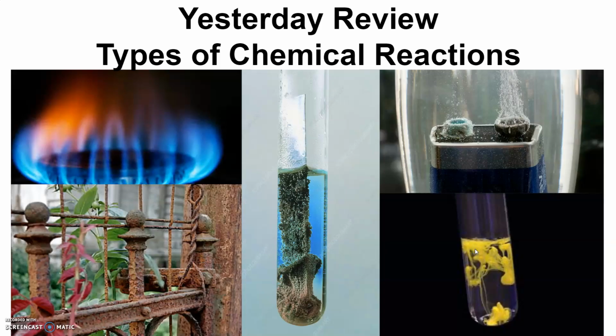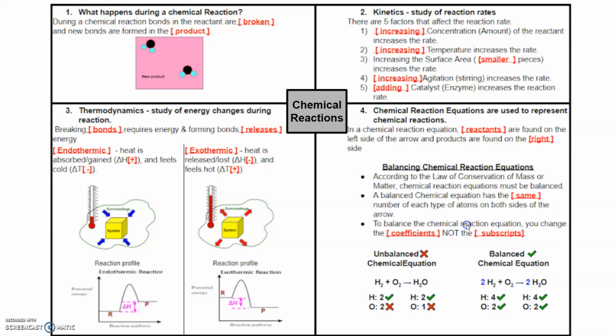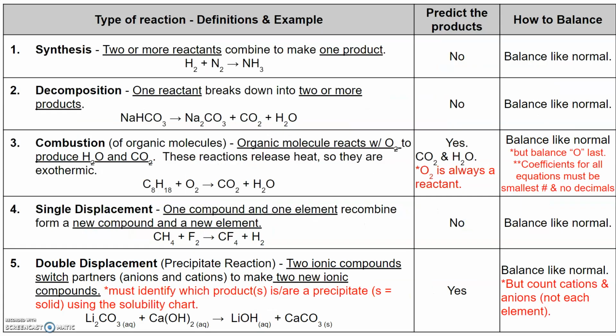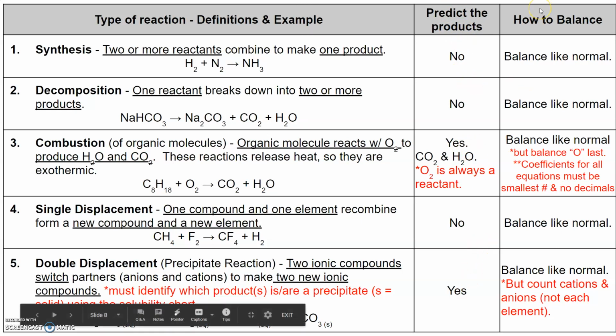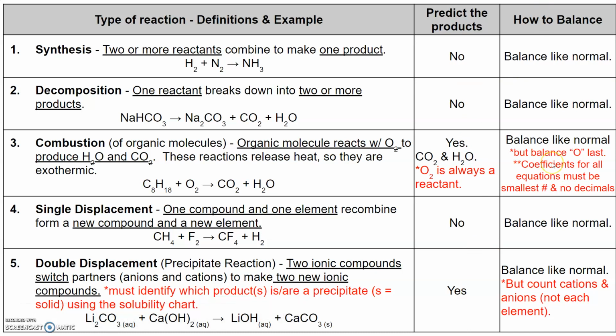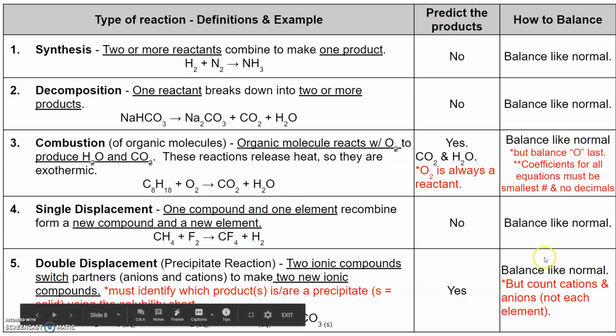So yesterday we did a review of Unit 5, Types of Chemical Reactions, and the things that we cover are the basics. We covered the basics of chemical reactions and the types of chemical reactions, and also what we need to know for each type. For example, do we need to know how to predict the products? And you need to know how to do that for combustion and double displacement, precipitate reactions. And are there special strategies for balancing them? And there are special strategies for combustion and double displacement.